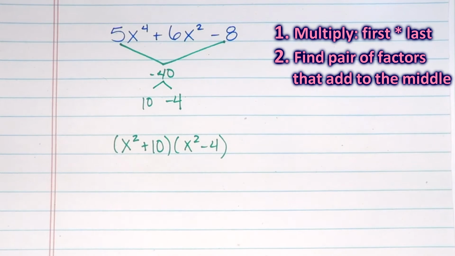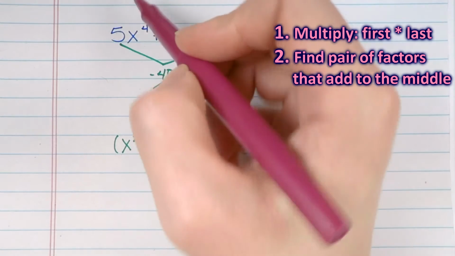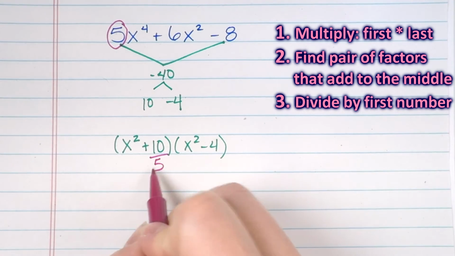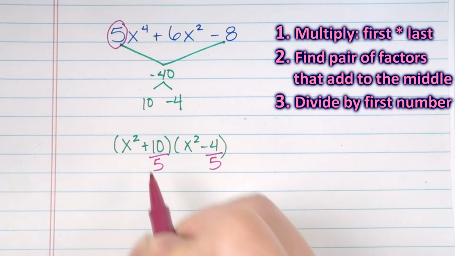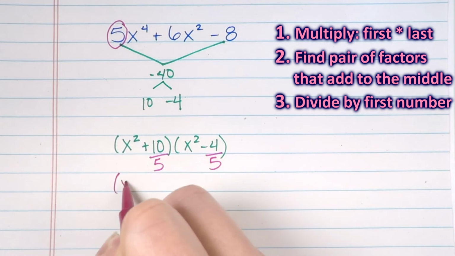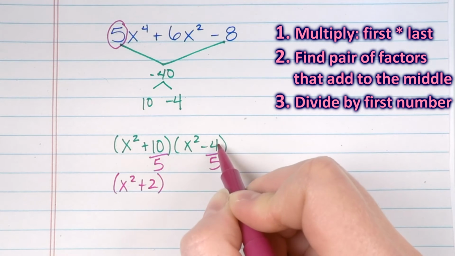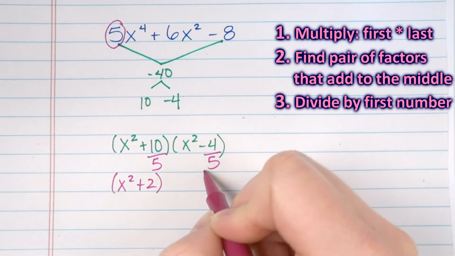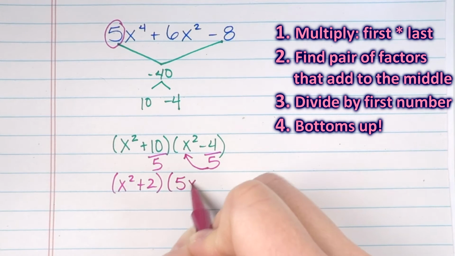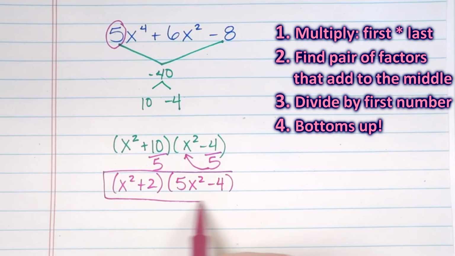So here's where this bottoms-up method comes in. Since I multiplied this last number by the 5, I have to undo that step. So I'm going to divide both of my numbers by 5. Here, 5 goes into 10 evenly 2 times, so we're going to simplify this. 10 divided by 5 gives you 2, so this is x squared plus 2. Here, 5 doesn't go evenly into 4, so I can't reduce this fraction, so now I'm going to move the bottom number up. The bottom number becomes my coefficient of that variable, so it's 5x squared minus 4. And this would be our answer.